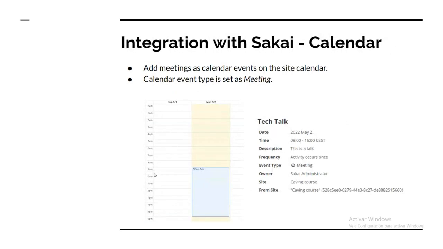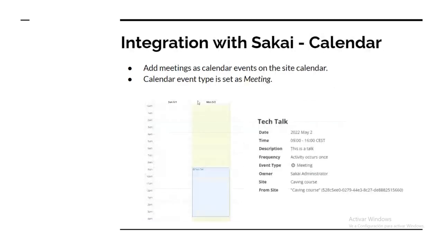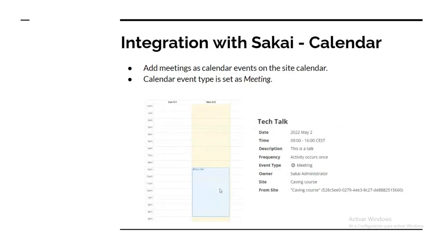About the integration with the calendar, when you check this checkbox and save the meeting, the event is automatically created in the calendar as an event of type meeting. When we edit some information, if we have added the meeting as an event on the calendar, and we change the information about this event, this updates automatically here in the calendar as well.